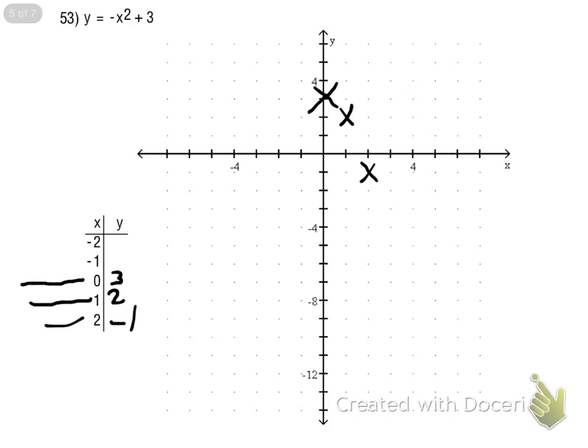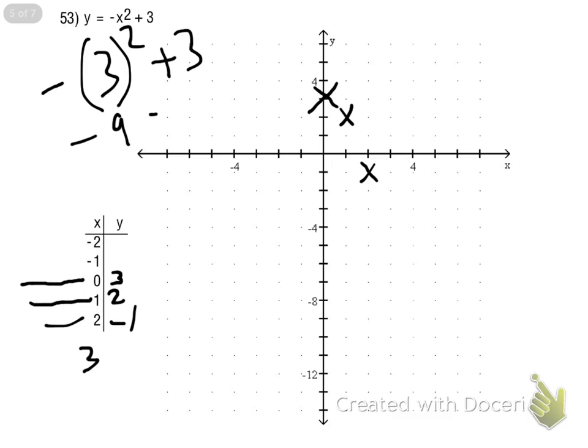Let's keep going because I want to make sure you're clear on this. How about when x is 3? It is being squared, it also has a minus in front, then I add a 3. 3 squared is 9, but it has a minus in front. I add a 3. That's going to be negative 6, so that is down here, when x is 3.